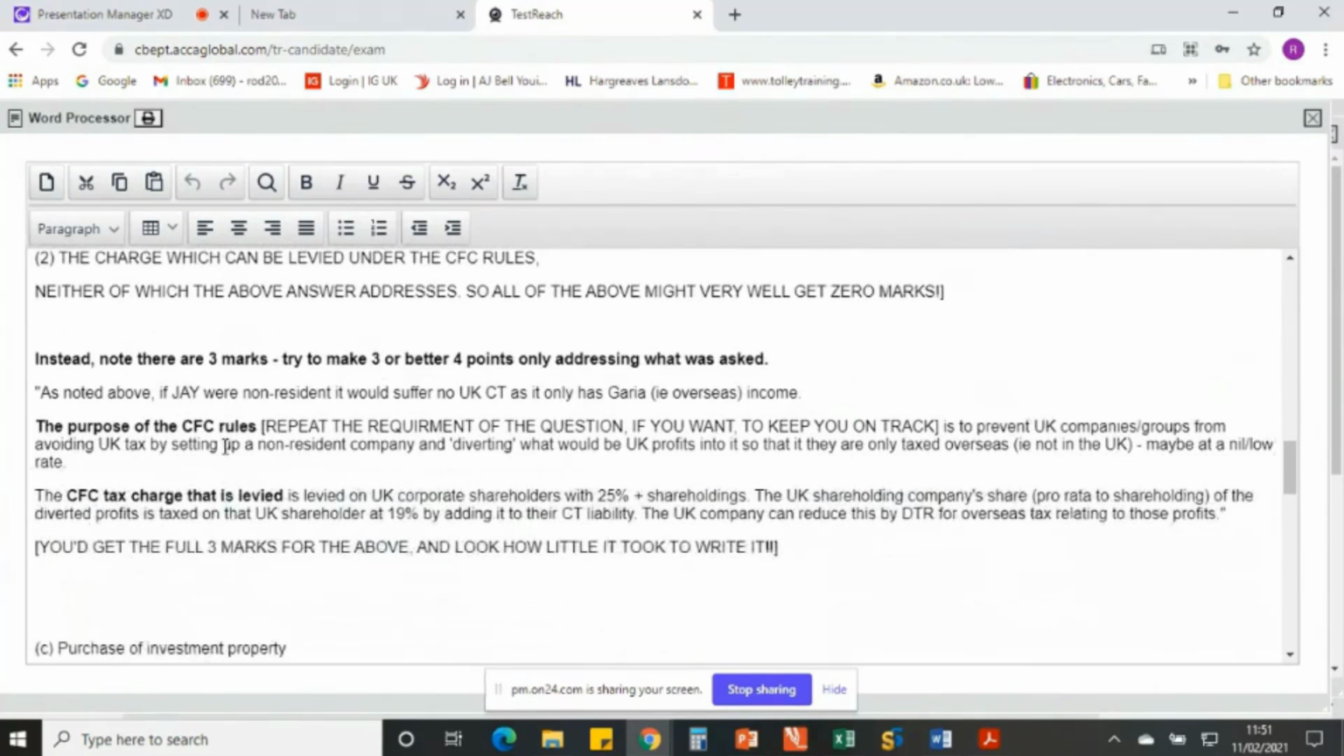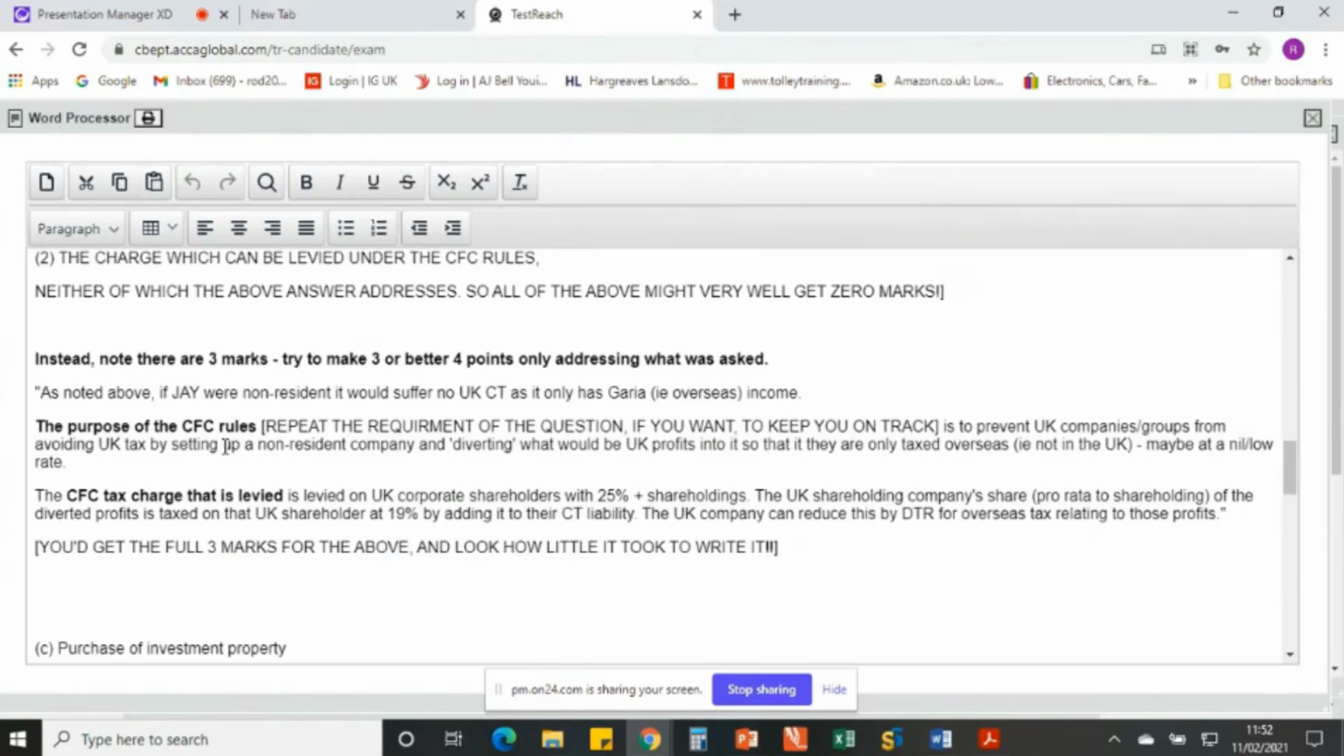So let's look at a better answer, okay? Here's a better answer that would get you the full 3 marks. As noted above, if J were non-resident, it would suffer no UKCT as it only has Garia overseas income. The purpose of the CFC rules, now you see I put that in bold there. A good way to keep yourself on track is to look at the question, and it said it wanted to know about the purpose of the CFC rules. So actually write that down, the purpose of the CFC rules, repeat the requirement of the question, and then finish the sentence.